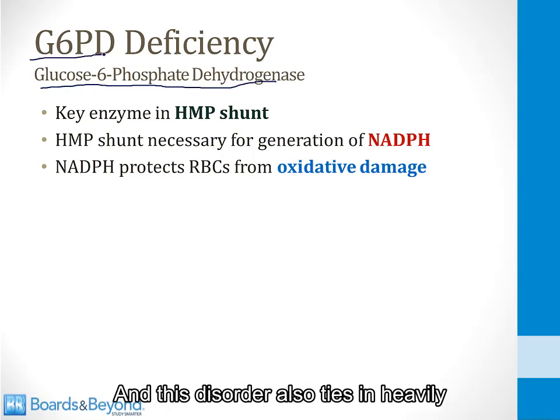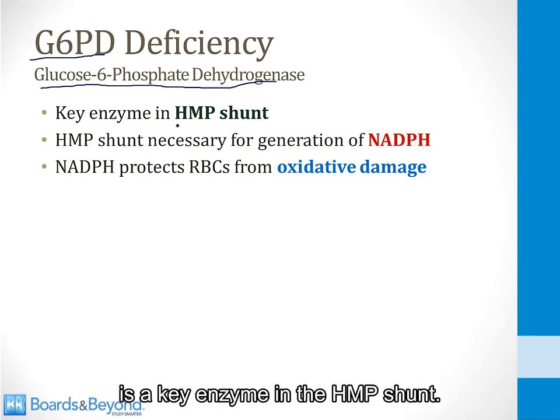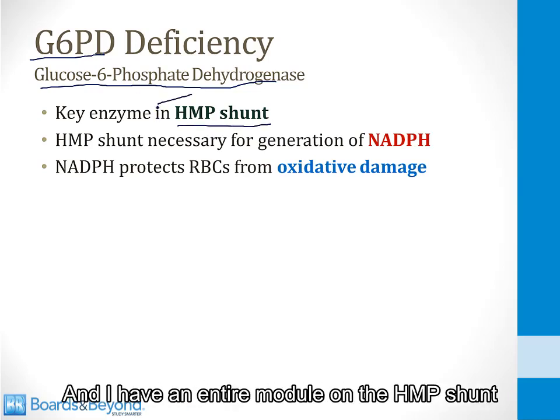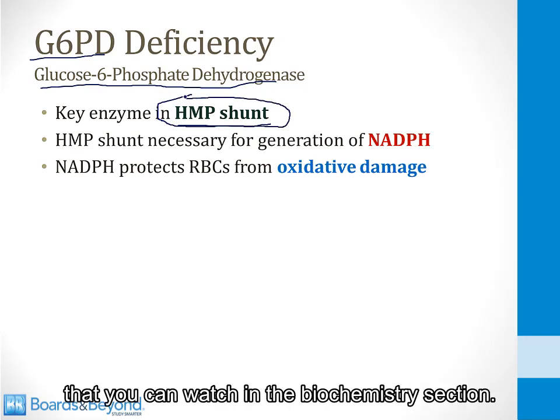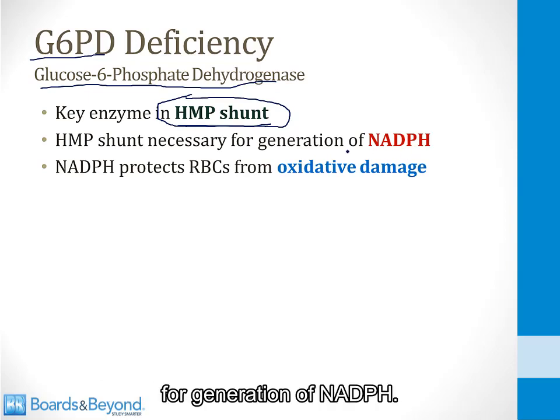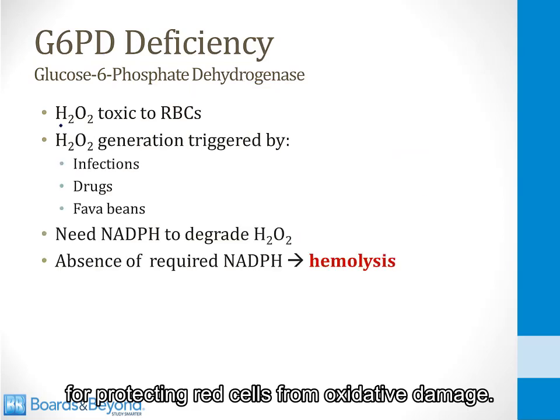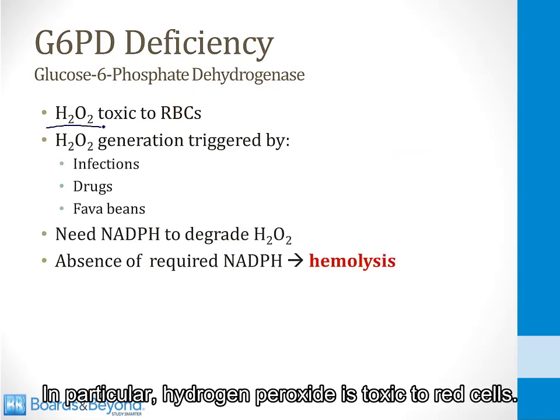And this disorder also ties in heavily with biochemistry, and that's because G6PD is a key enzyme in the HMP shunt. And I have an entire module on the HMP shunt that you can watch in the biochemistry section. Recall that the HMP shunt is necessary for generation of NADPH, and NADPH is important for protecting red cells from oxidative damage. In particular, hydrogen peroxide is toxic to red cells.